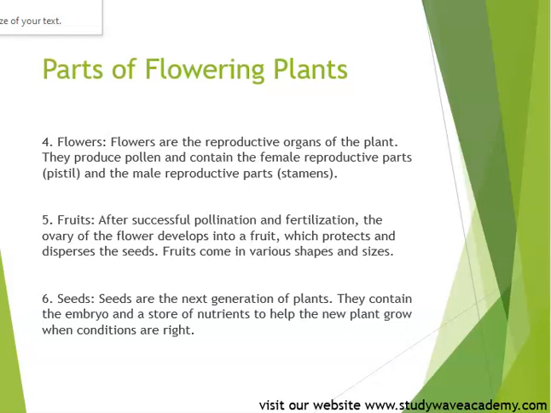Flowers. Flowers are the reproductive organs of the plant. They produce pollen and contain the female reproductive parts and the male reproductive parts. The flowers are the reproductive parts of the plant that contain the male parts and the female parts.